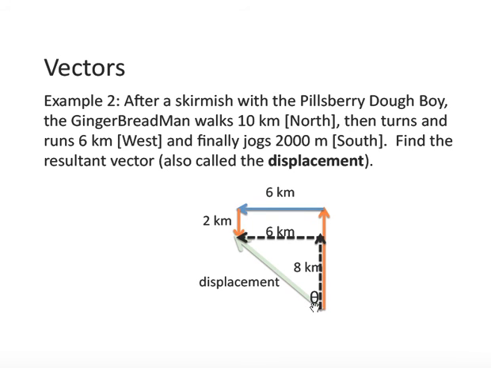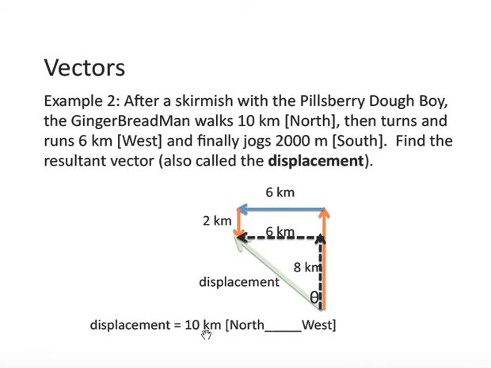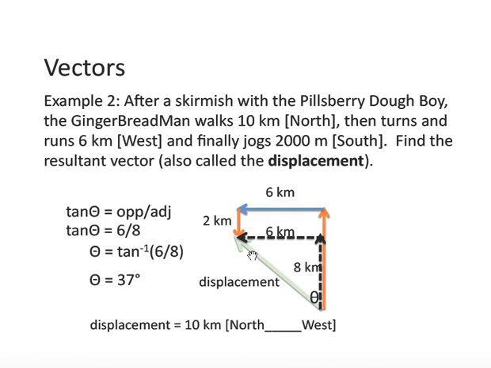In addition, we have to use opposite over adjacent, the tan of the angle theta, opposite over adjacent. And so there's our general pattern for displacement. Pause the video now, give it a shot. Okay, hopefully you tried that. This ends up being 10 kilometers. And opposite over adjacent, 6 over 8, ends up being 37 degrees. And there's our final answer.